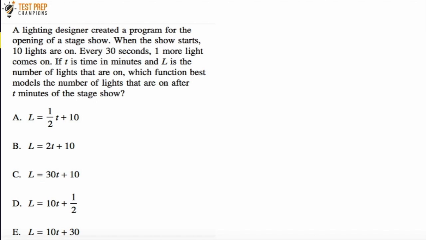Okay, so this question is actually deceptively kind of tricky. L is the number of lights, so we're going to start the equation by saying L equals something. We know that right at the start of the show, there are 10 lights on. And every 30 seconds, one more light comes on. So if every 30 seconds one light comes on, that means that every minute there's going to be 2 lights.